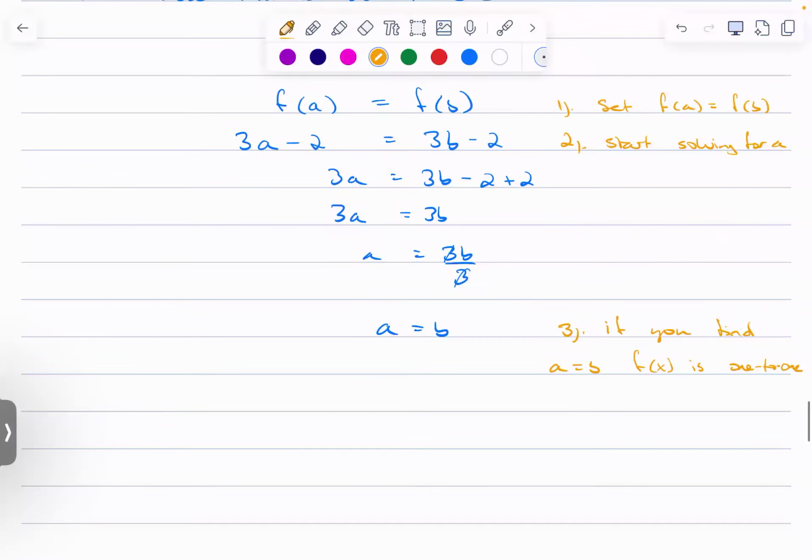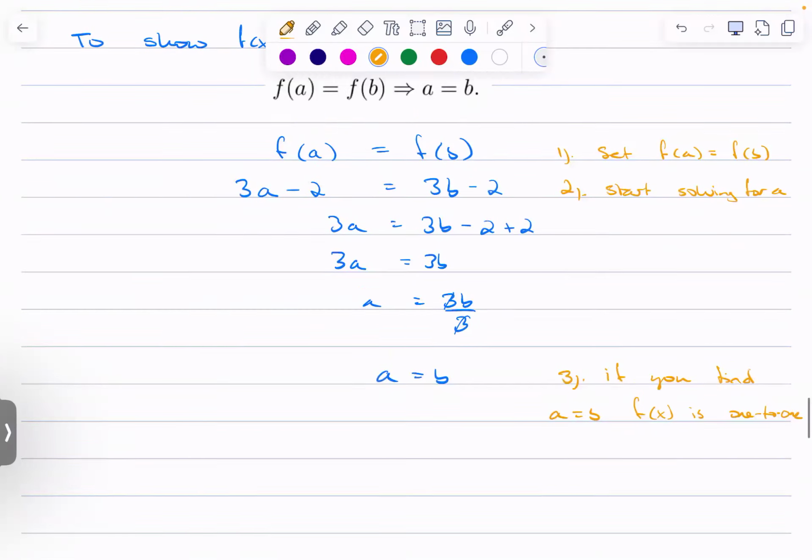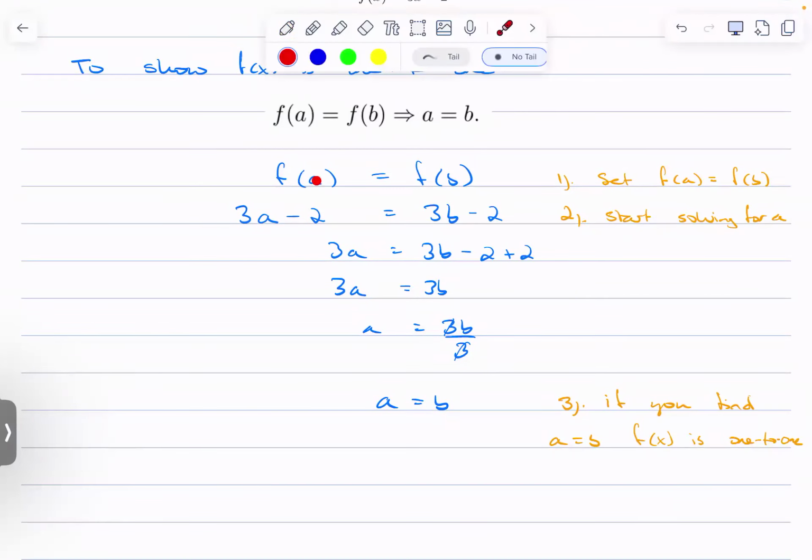So that's kind of fun. You know what you're looking for, because I'm going to ask you to show that it's 1-to-1, right? And as long as you know to set f of a equal to f of b, then your end goal is to make a equal to b, right? Just solve for one of those two things and they'll just kind of unravel.